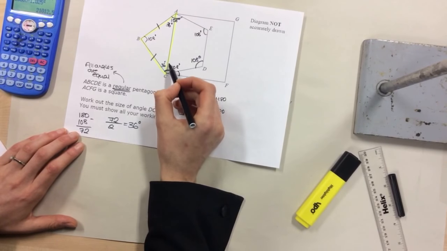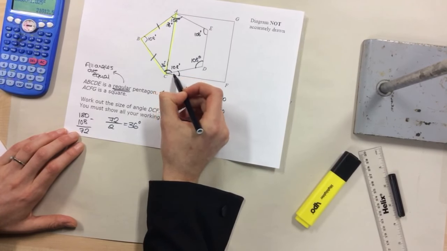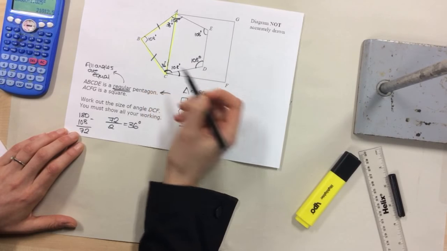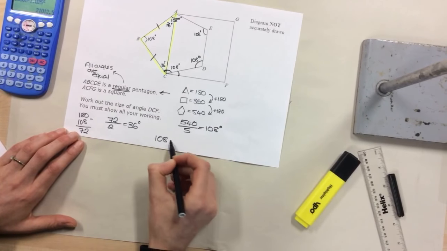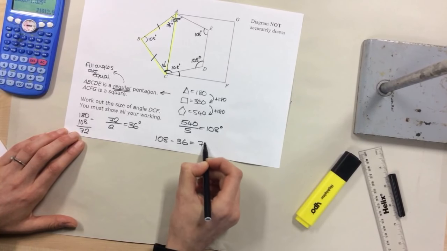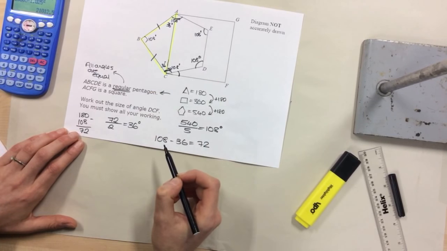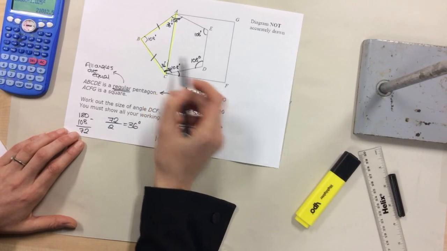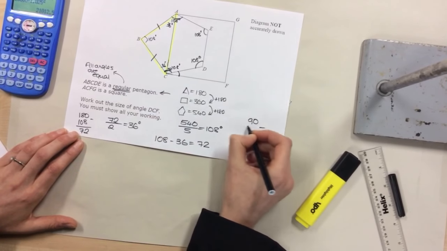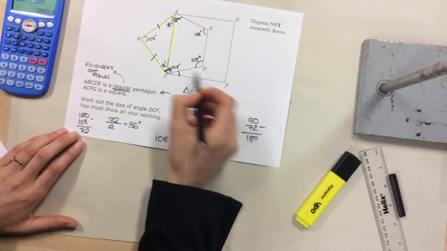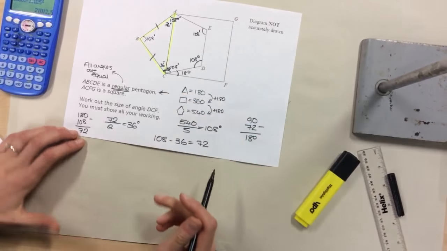So that also tells me that here is my 90 degree angle. This is all 108. Now, if this part of the angle is 36, then I can do 108 minus 36, which gives me 72. So that tells me that this actual part of the angle there is 72 degrees. And because I know that this sums to 90 altogether, if I do 90 minus 72, that gives me 18 degrees for angle DCF. Okay, so that is a question on angles.